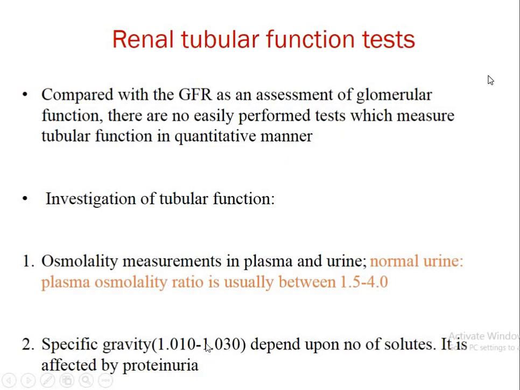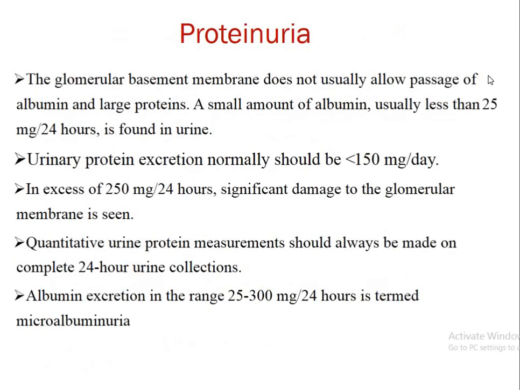Specific gravity of the urine is normally 1.010 to 1.030. As I told you, it depends on the number of solutes. And if a large number of proteins are there in the urine, the specific gravity will be affected. The presence of protein in the urine is known as proteinuria.